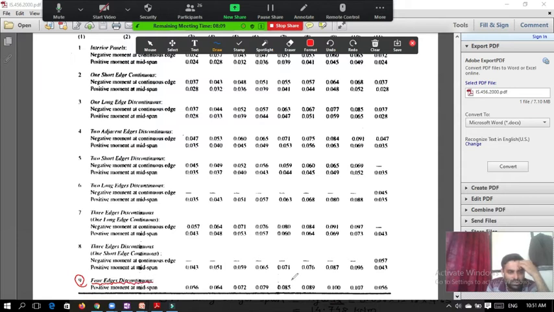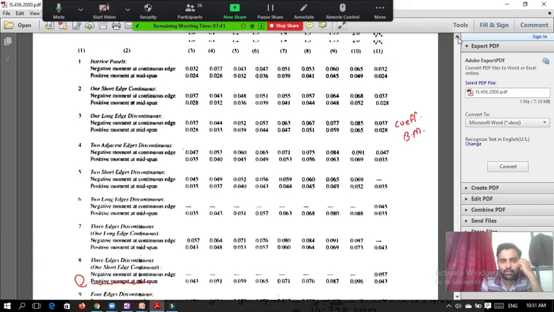So we are going to use this condition to calculate, and all these values whatever you are seeing in the table, these are nothing but the coefficients of bending moment. These are the coefficients of bending moment. We need to use these coefficients to calculate the bending moment of the slab.